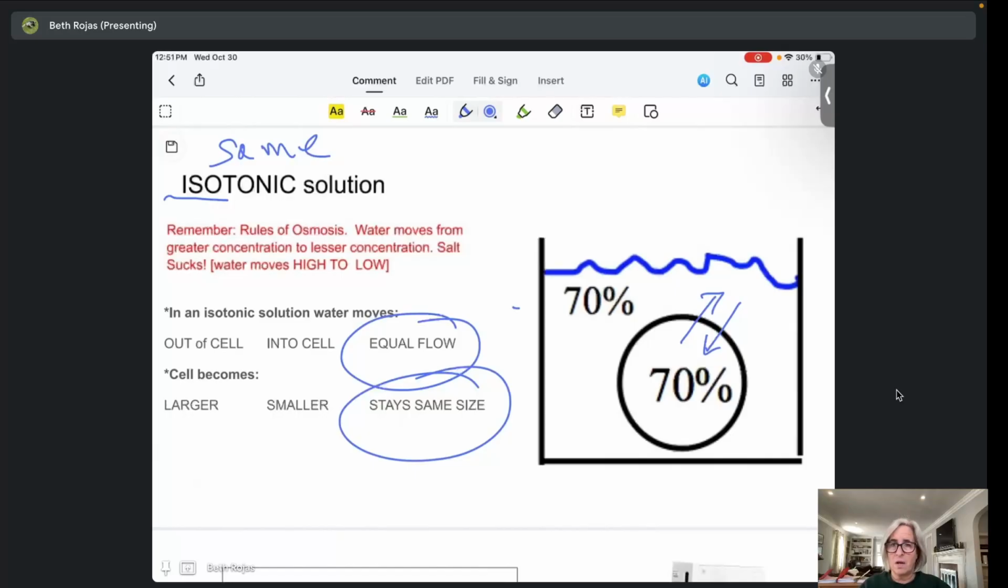And then finally, when the cell is in balance, it's an isotonic solution, and that means there's equal flow in and out of the cell, like these arrows show here, and the cell stays the same size. Again, this is what we want. This is the healthy environment for cells.